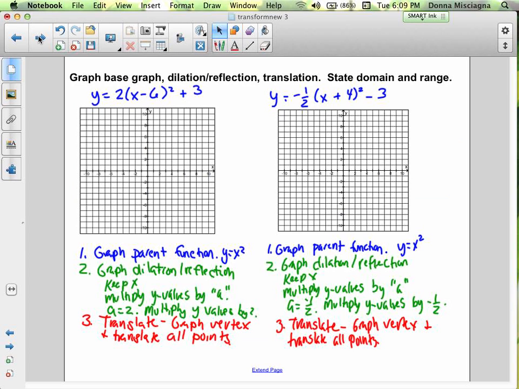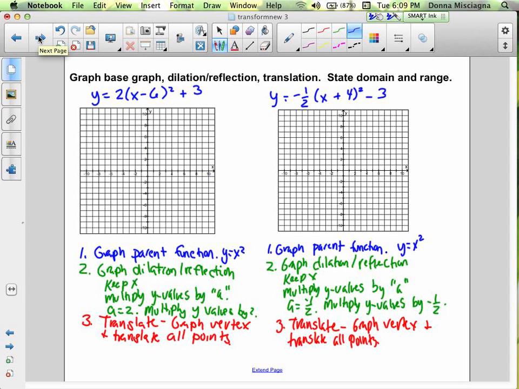All right, so we're going to graph two that have dilation, possibly a reflection, and a vertical and a horizontal translation. And my steps are color-coded. Your steps aren't color-coded. Of course, you can always use a different color pen and just put a little dot in that color next to the step. So in blue, I'm going to graph the parent function because that's our first step.